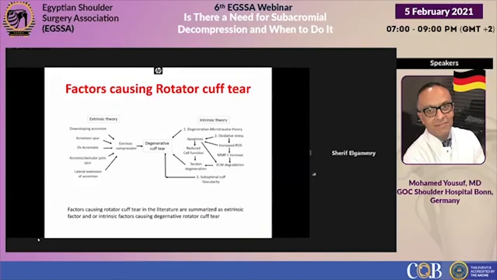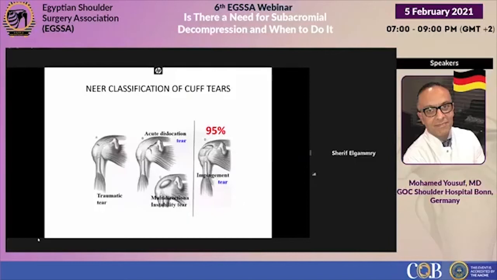Today I will highlight the relation between rotator cuff tear and impingement syndrome with its most common problems and variations. The factors causing rotator cuff degenerative tear are mainly extrinsic factors causing extrinsic compression, such as acromial spurs or downsloping of the acromion, or they are due to intrinsic factors such as degenerative microtrauma.